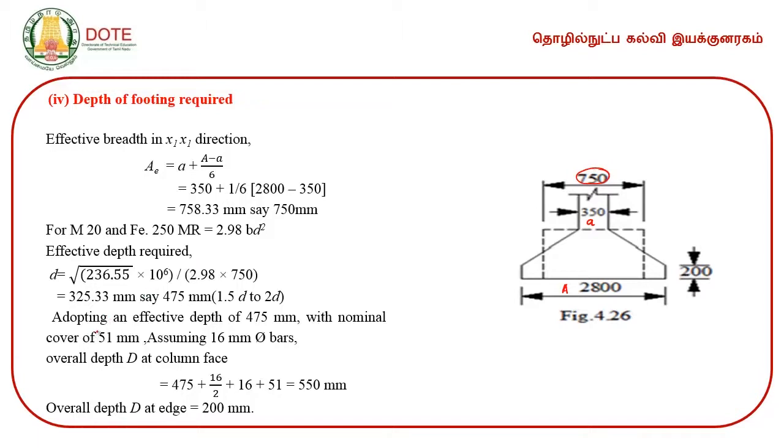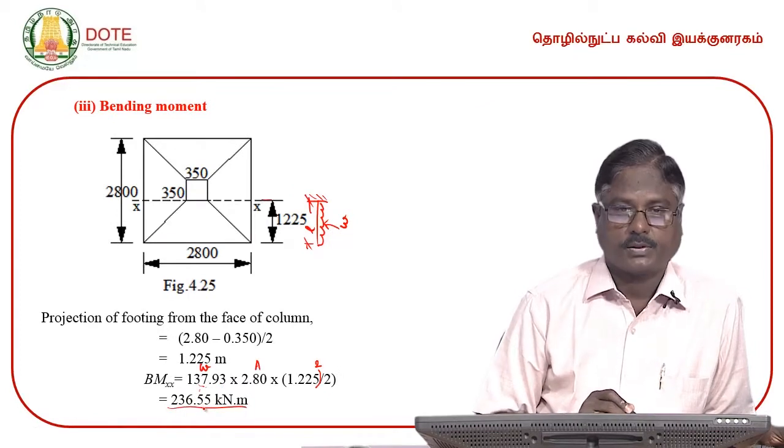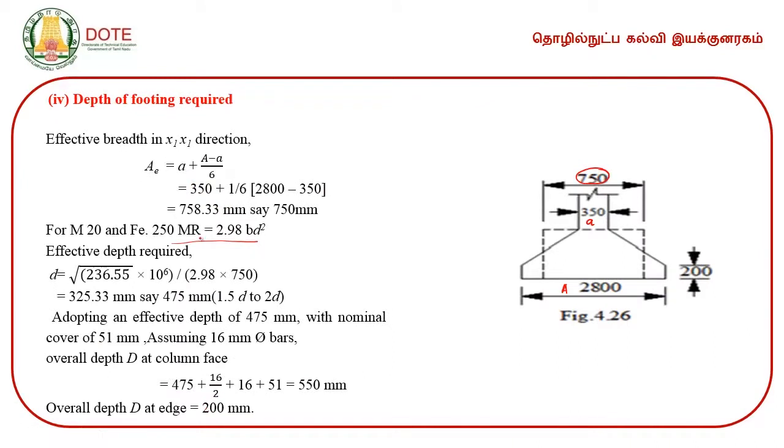And the effective depth required is from the bending moment consideration, equating the bending moment to MR. So, the bending moment from the previous slide is 236.55 kilonewton meter. Equating that bending moment to the moment of resistance 2.98 b d square for the given grade of concrete and steel, we get the effective depth, this whole square root, equal to 325.33 millimeters. Again, it is to be increased to overcome shear failure, so it is multiplied by a factor of 1.5 to 2. So, that comes around 475 mm.